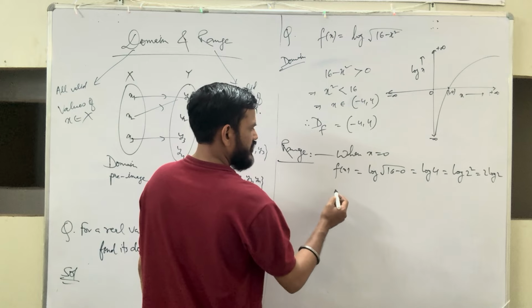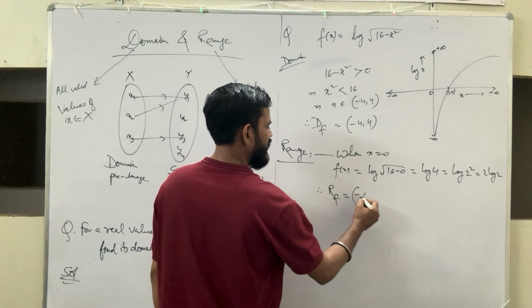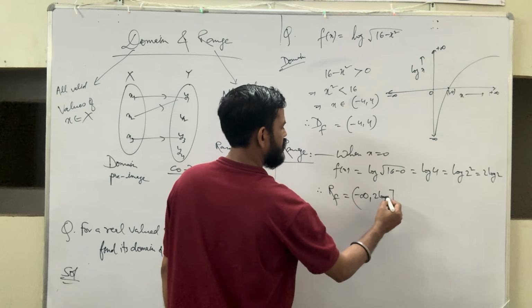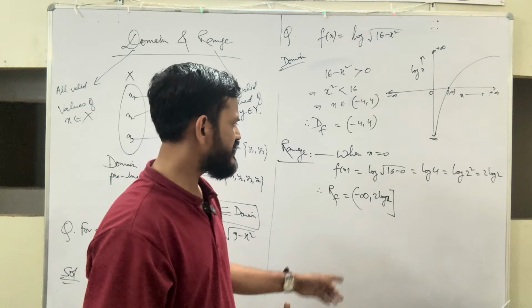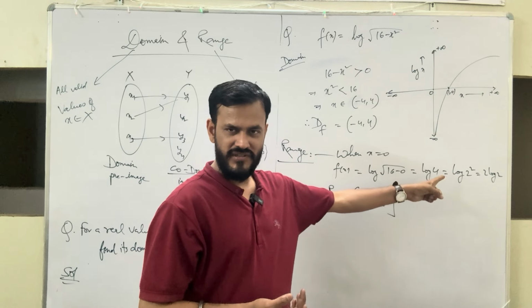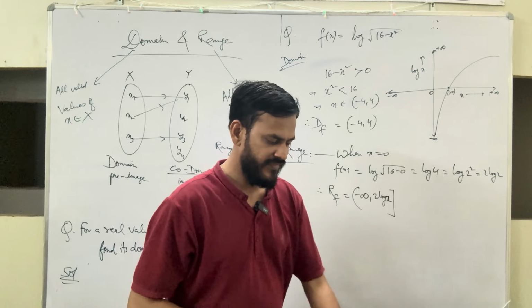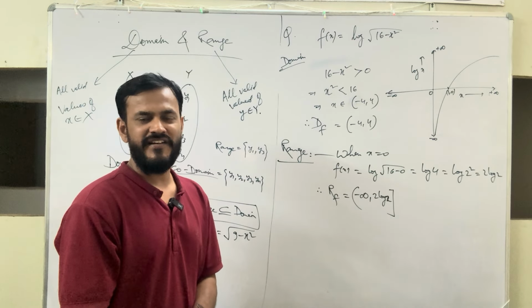So therefore, the range of f will be minus infinity to 2 log 2. You see, 2 log 2 should be in a closed bracket because the function attains 2 log 2 at x equal to 0, and the minimum value is minus infinity. So that's how one finds the domain and range of a function.